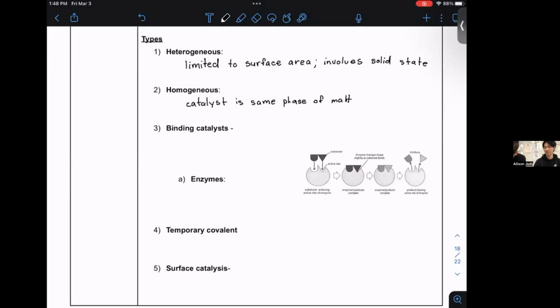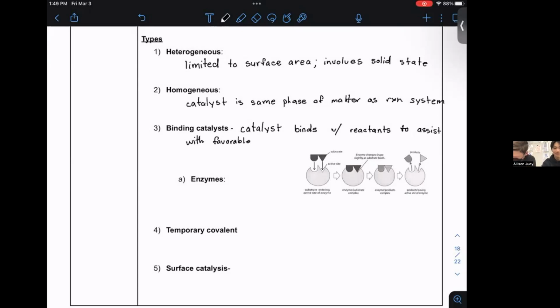Binding catalyst. This is the most common when we think about biology. Binding catalysts are where you see biology come into place. What happens is the catalyst binds with the reactants to assist with favorable positioning. So you kind of hold down your reactant particles. You're like, you must collide, and specifically in this orientation. So enzymes are biological binding catalysts.